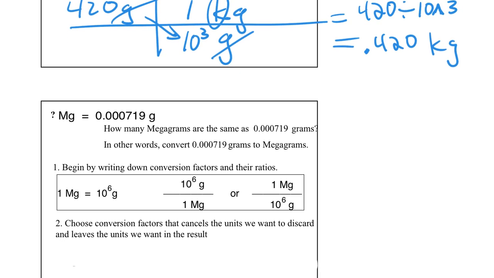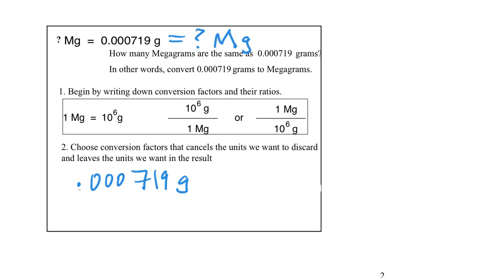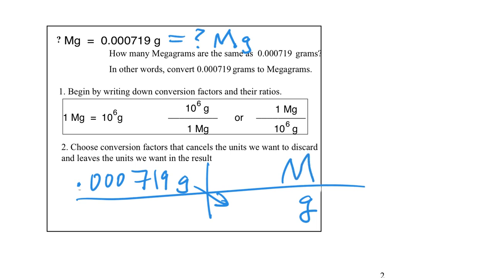How about this? 0.000719 grams equals how many megagrams? So we start with our known term, 0.000719 grams. And I bring down the unit, and I'm going to go to megagrams. Okay, so remember, this guy has a friend. So 1 goes next to that. He already is hooked up with someone. And so the mega stands for a million, or 10 to the 6.